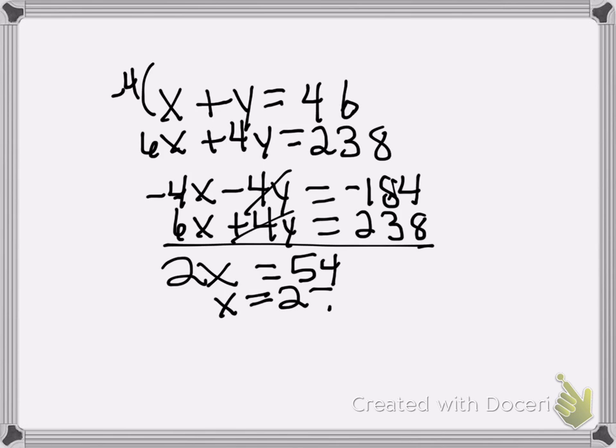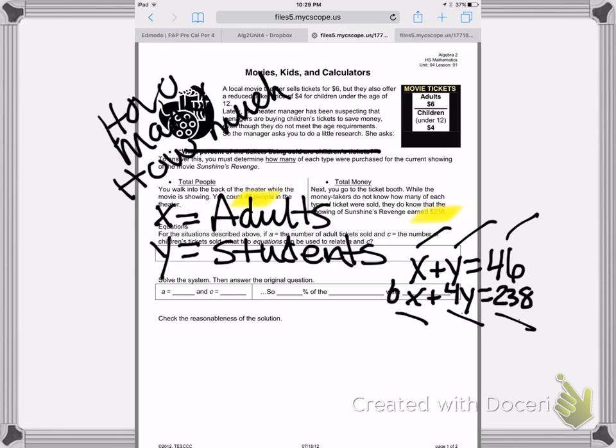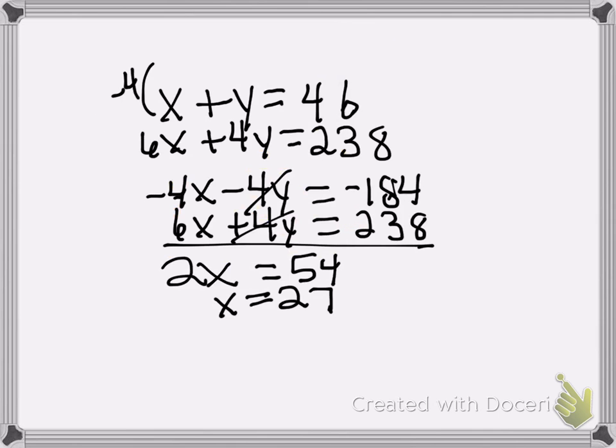Now if you look back at our previous screen, X was adults, Y was students. So I have X is 27, so I had 27 adults. Okay, I still haven't found Y, but I know how to do that. I can plug that in right here for my X, and I can get 27 plus Y equals 46.